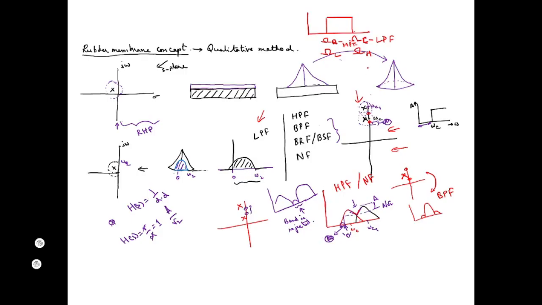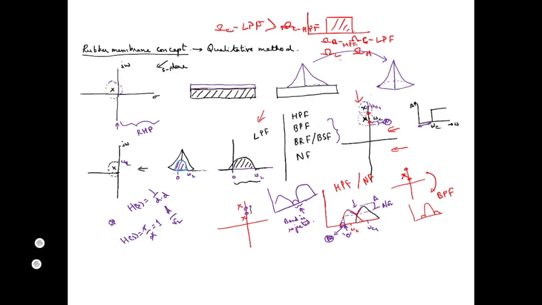Are you getting my point? So by combining one low pass filter and a high pass filter, I can get the band pass filter. But the condition is that the omega C of the LPF should be greater than the omega C of the high pass filter.